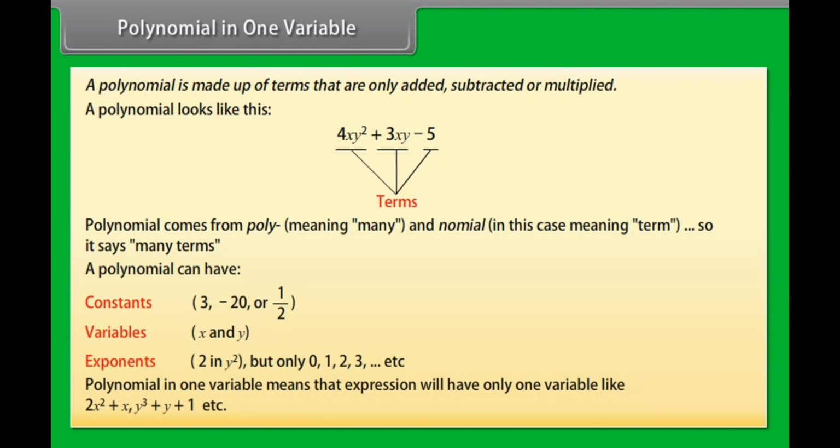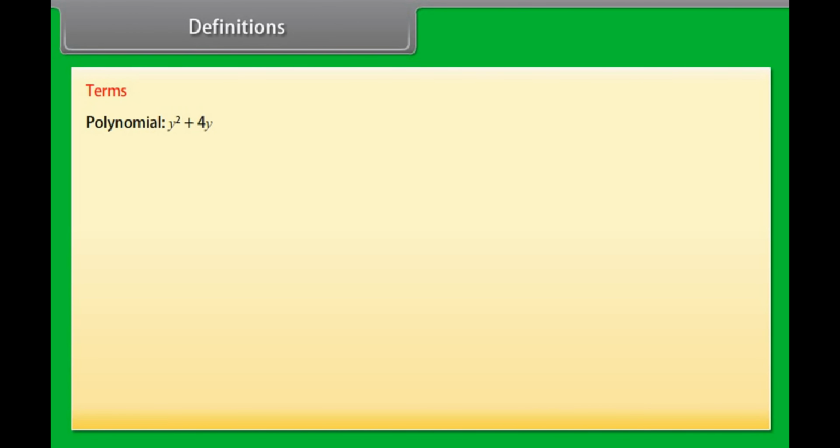Polynomial in one variable means that the expression will have only one variable, like 2x square plus x, y cube plus y plus 1, etc. Definitions. Terms. In the polynomial y square plus 4y, the expressions y square and 4y are called the terms of the polynomial. Similarly, the polynomial 3x square plus 2x plus 8 has 3 terms, namely 3x square, 2x, and 8.